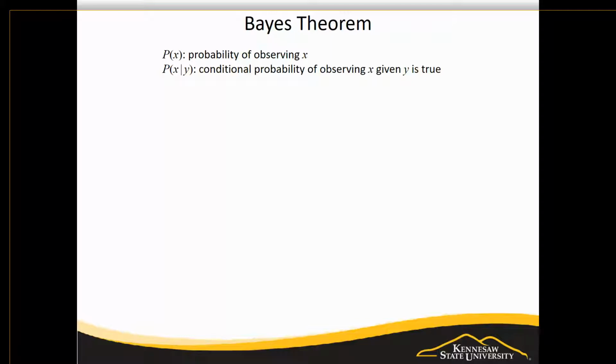Okay? Then there's this probability of X given Y. It's still the probability of observing X, but it's the probability of observing X given that something else is true. So the probability of X given Y is what we call a conditional probability. It's if Y is true, what is the probability of seeing X, which is different than knowing nothing, having no other information, and asking what is the probability of X?